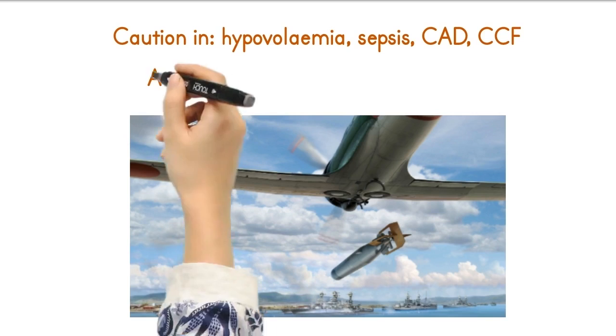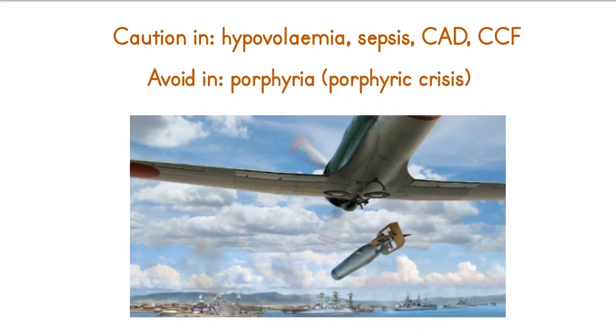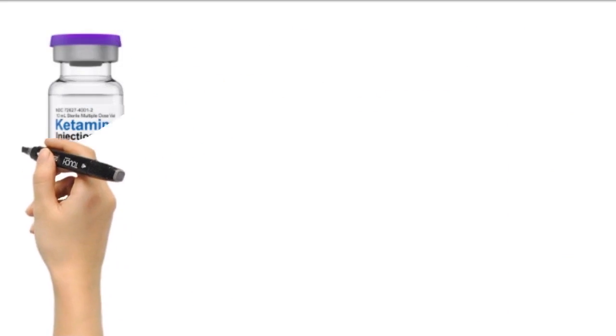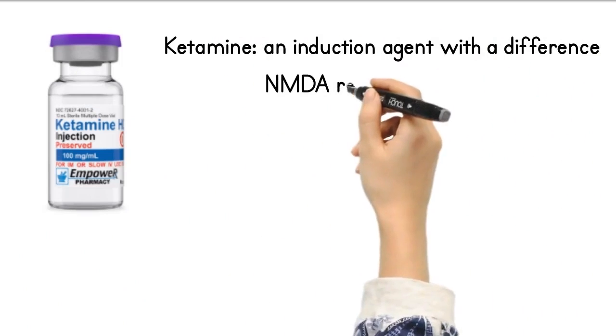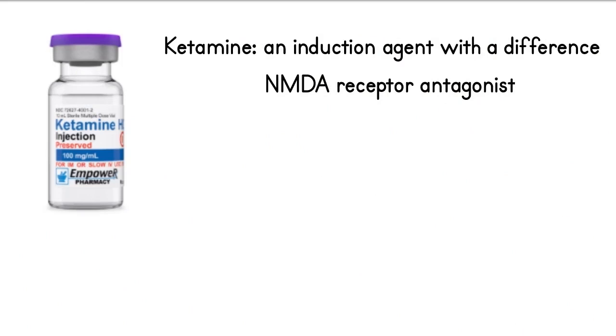Thiopentane should also be avoided in patients with porphyria. It induces ALA synthase, potentially causing a porphyric crisis. Ketamine is quite different from thiopentane and propofol. It's an NMDA receptor antagonist. The other two agents interfere with the function of gamma-aminobutyric acid.